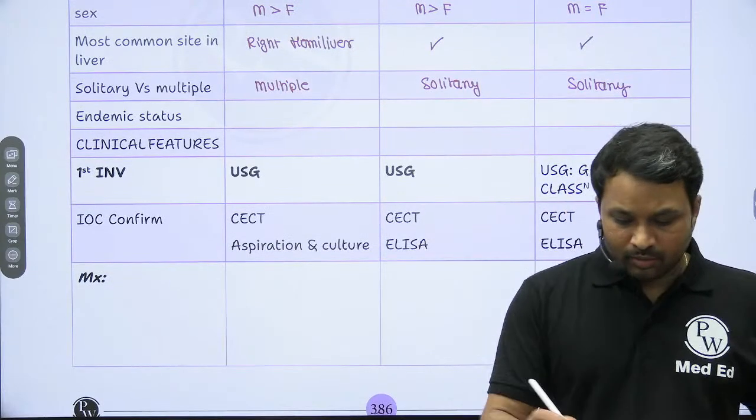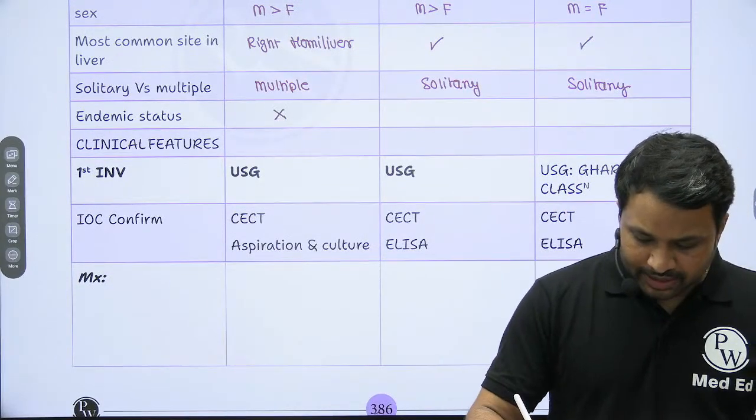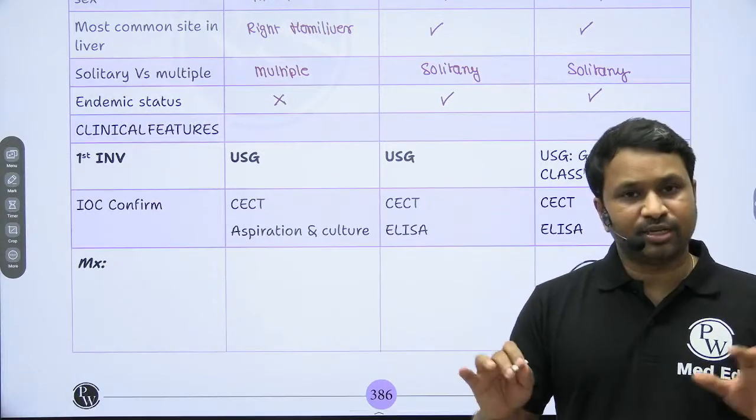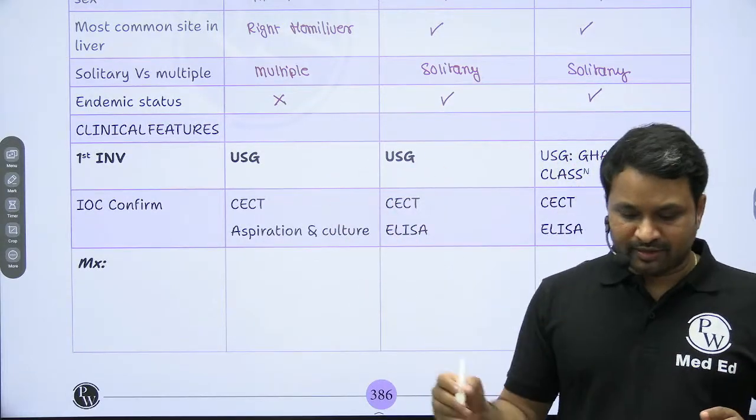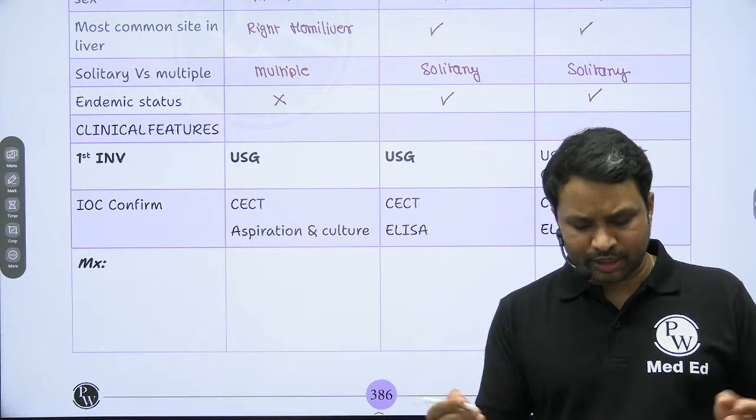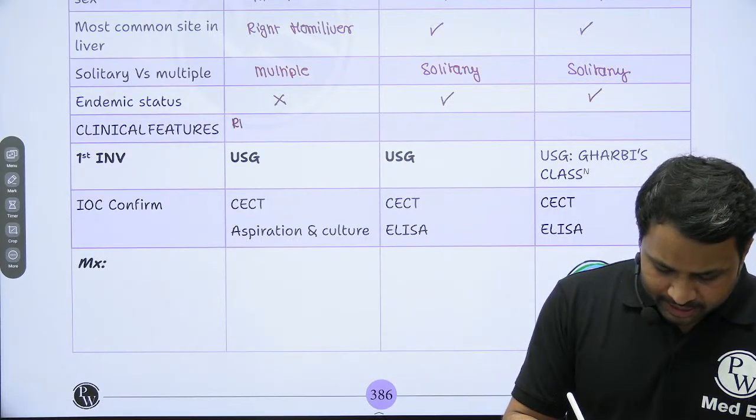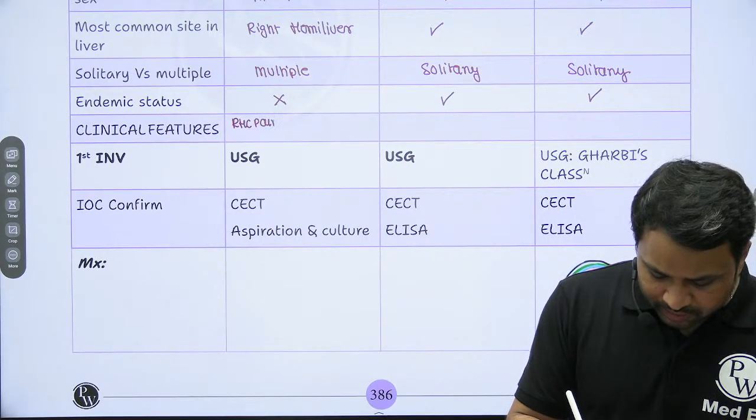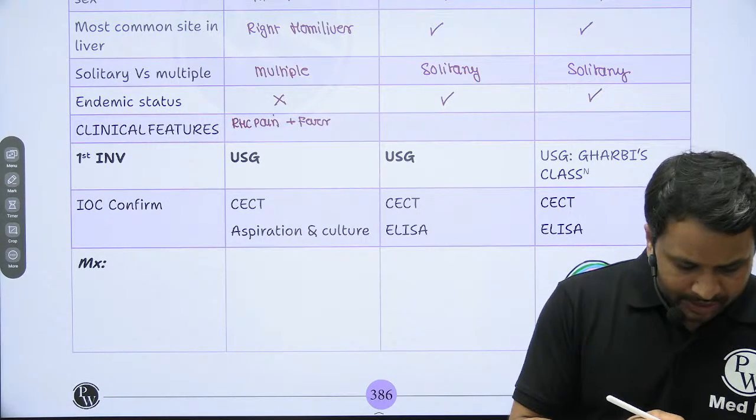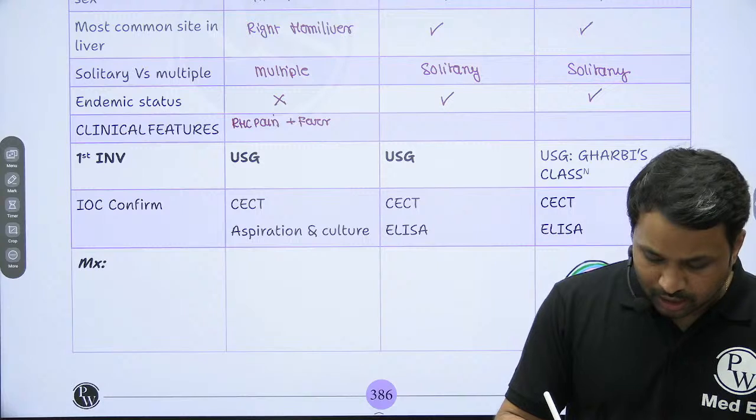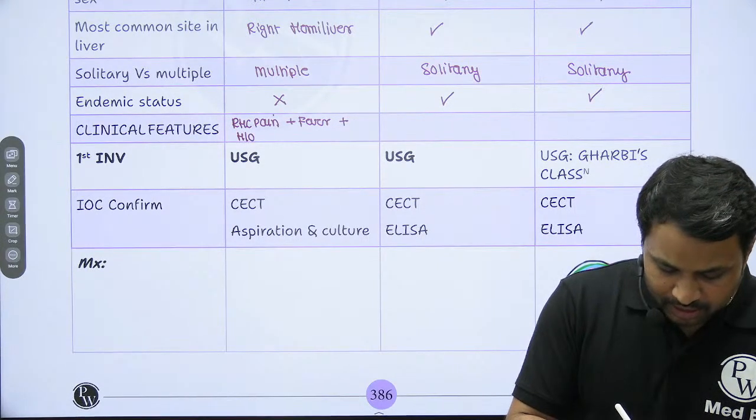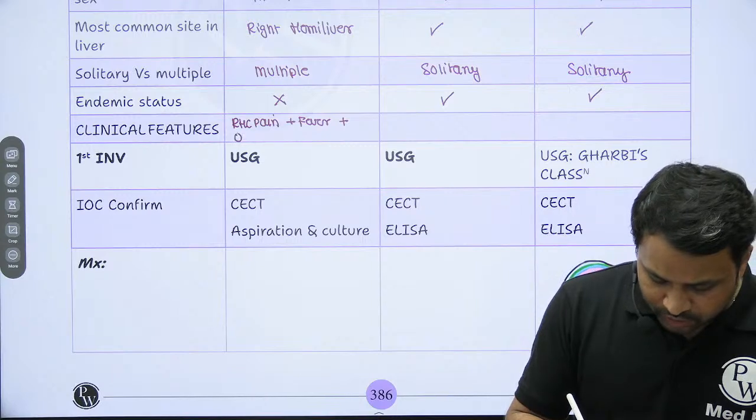Now bacteria cannot be endemic, whereas parasites can remain in an endemic status. When you talk about clinical features, for pyogenic liver abscess, you will have features pertaining to that of inflammation. So you will have right hypochondriac pain. Along with pain, it will have fever. Along with that, there will be a history of, or I can say it will be associated with, obstructive jaundice.